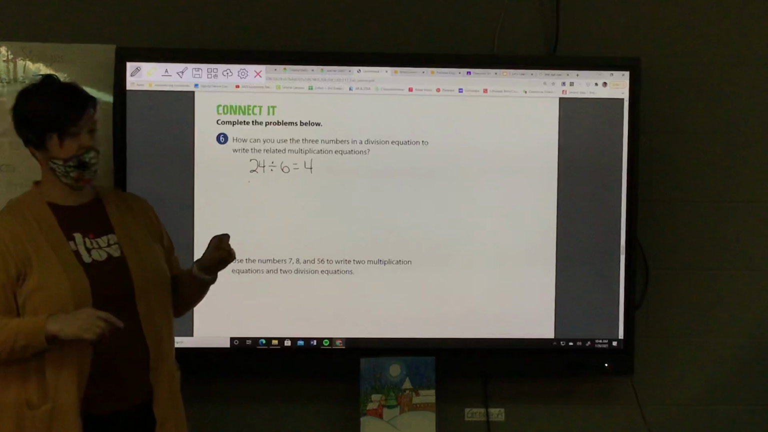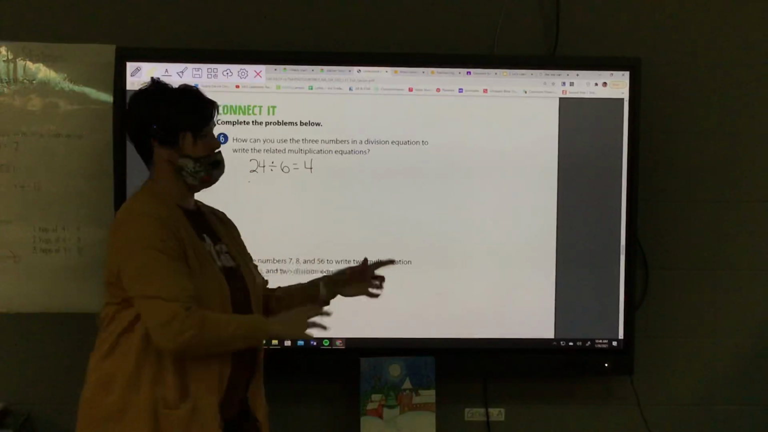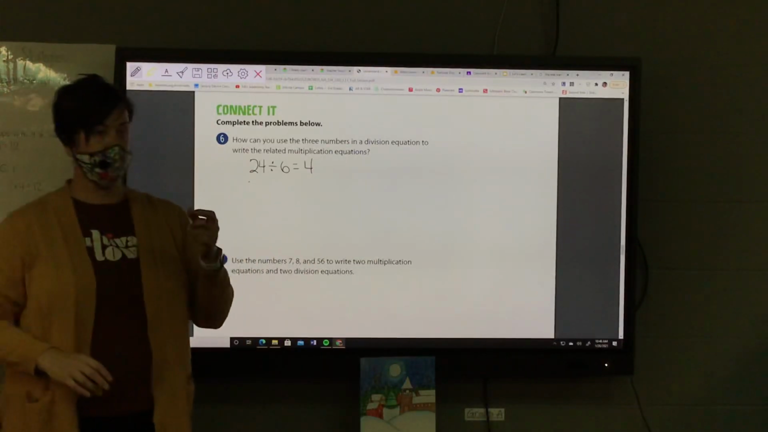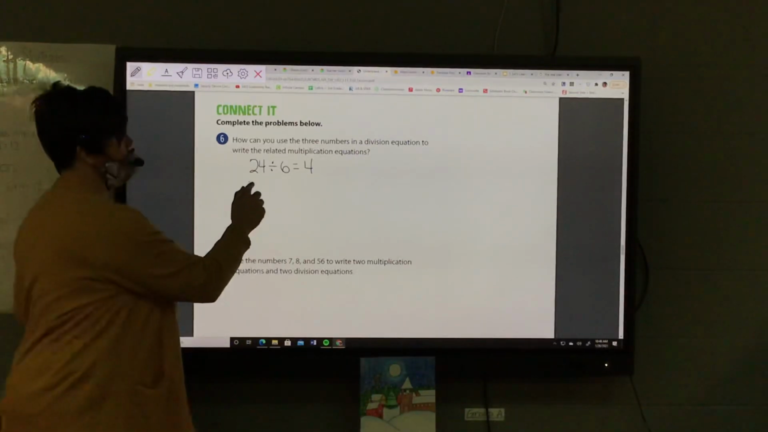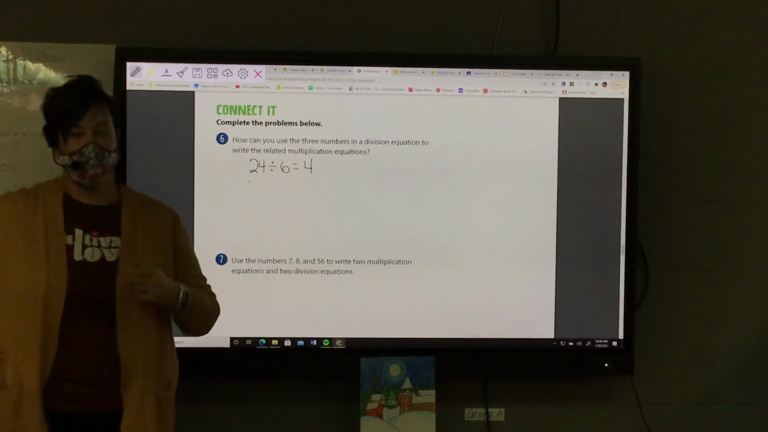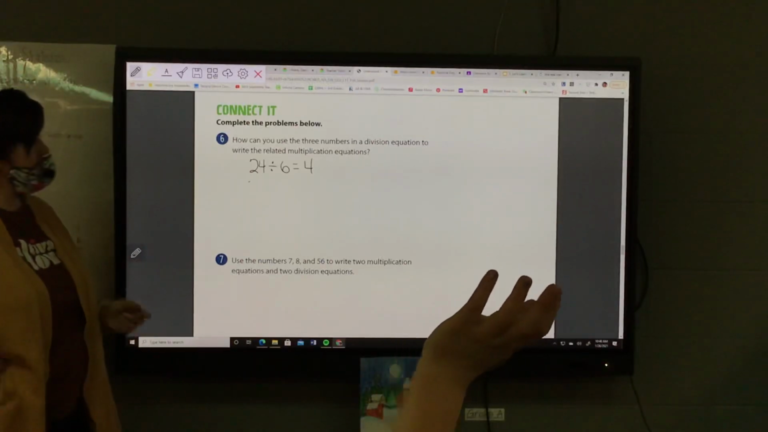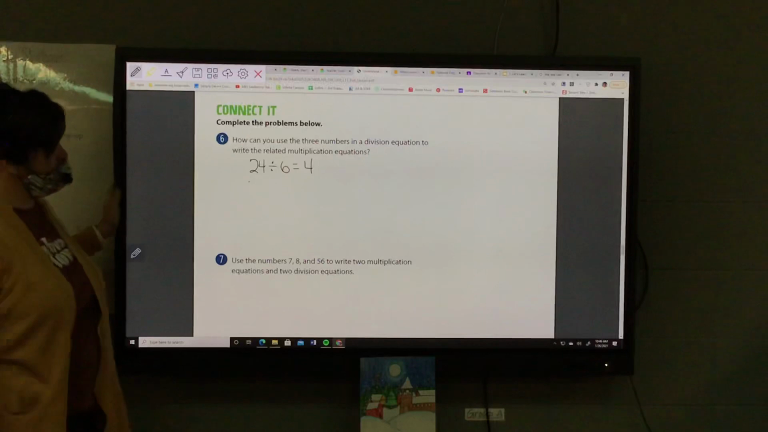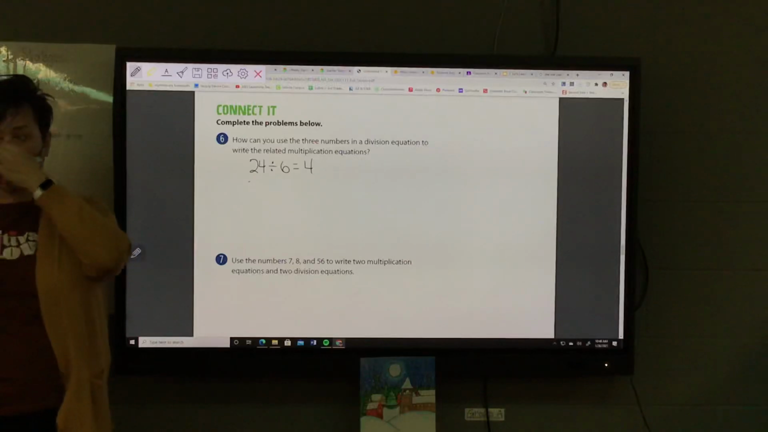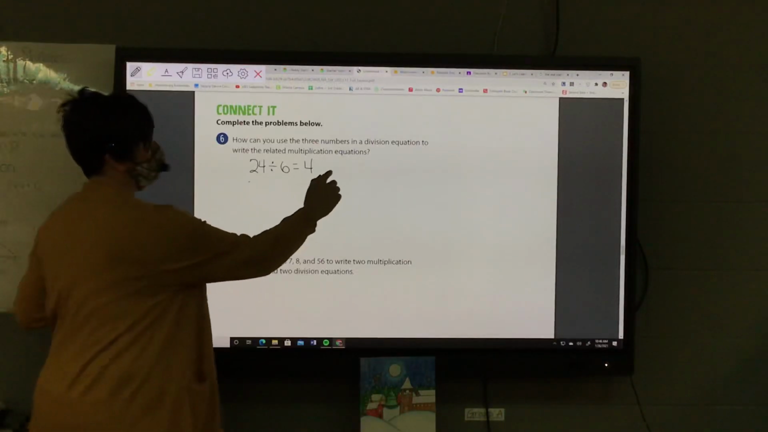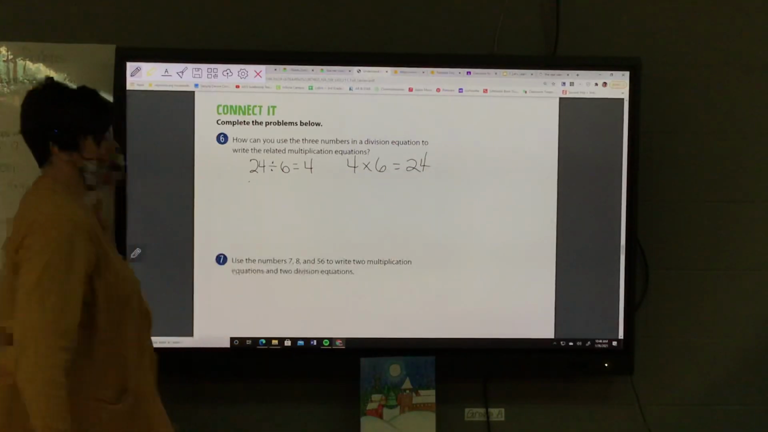What does this number tell us? How many are in each group? And then 4 tells us how many groups there are. So if we would write this as a multiplication equation, what would it look like? Natalia? 4 times 6 equals 24. Is she right? So 4 groups with 6 in each group is a total of 24.